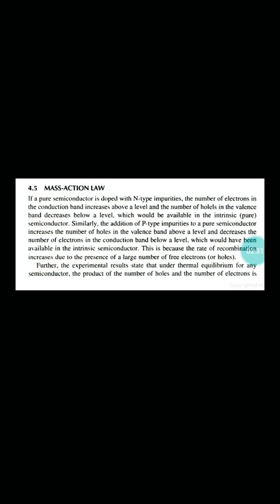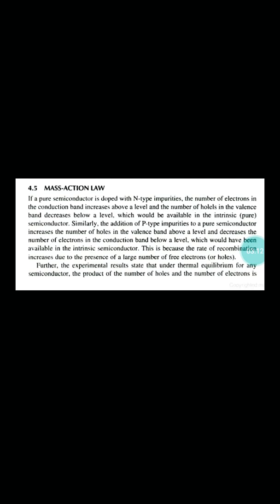Similarly, the addition of p-type impurities to a pure semiconductor increases the number of holes in the valence band above the level and decreases the number of electrons in the conduction band below the level. You can understand this point. Once again I will repeat. If you add n-type impurities to a pure semiconductor, the electrons in the conduction band increase above a level and the number of holes in the valence band decreases below a level. If we add p-type impurities, the number of holes in the valence band increases above a level and the number of electrons in the conduction band decreases below the level.